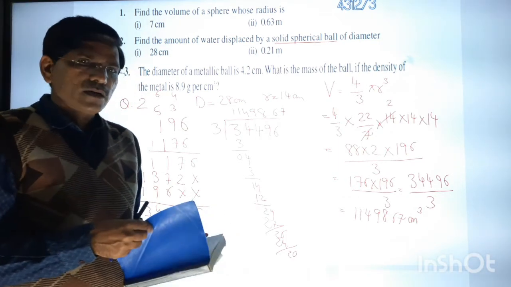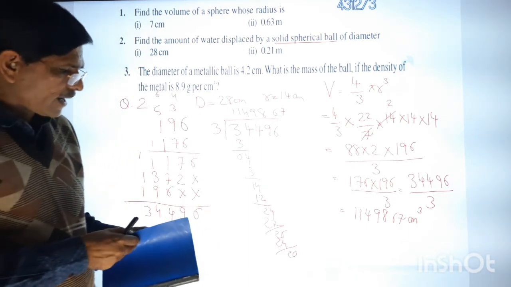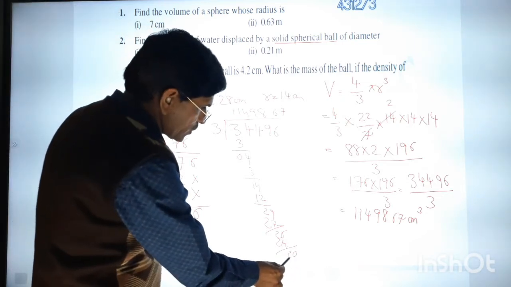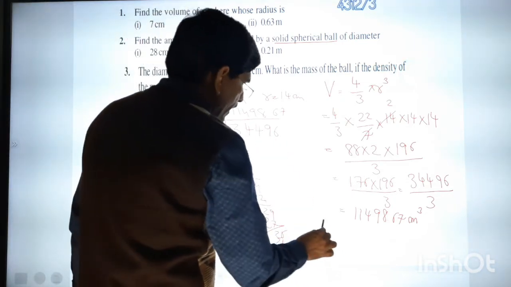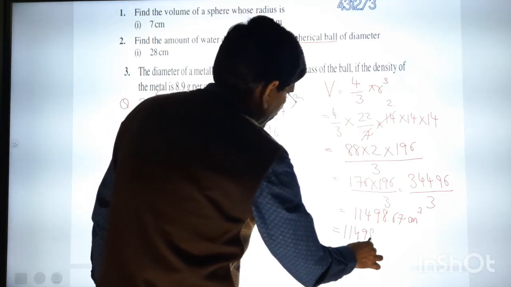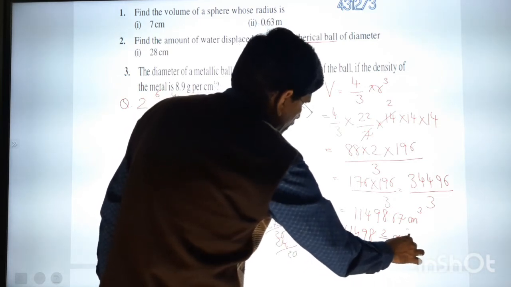11498, and in fraction form 2 by 3 they can write. So the answer is also correct here. The remainder is 2, so we can also write the answer as 11498 and 2 upon 3 centimeter cube.